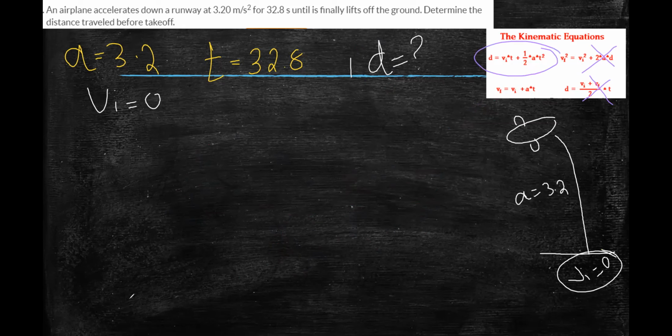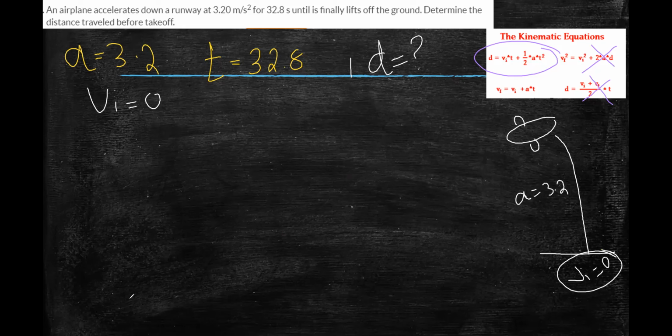Now, by now, all of us understand which equation I can use. Do you understand? Yes, no. Why not the last one? Because here I need V final, and V final is not given. Did you understand? Yeah. Okay.